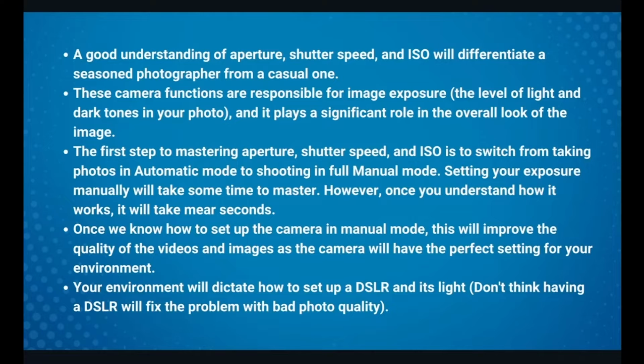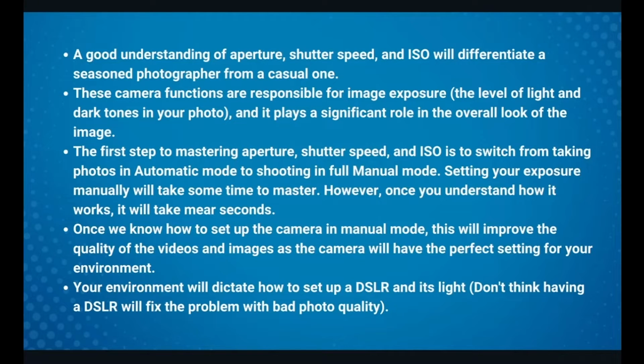The first step to mastering aperture, shutter, and ISO is to switch your camera from automatic mode to full manual mode. From there, you will be able to set up everything and play around with the settings that we're going to go over today. Setting your exposure manually will take some time to master, but don't worry, once you master it, it will take mere seconds to adjust the camera to whatever you need.